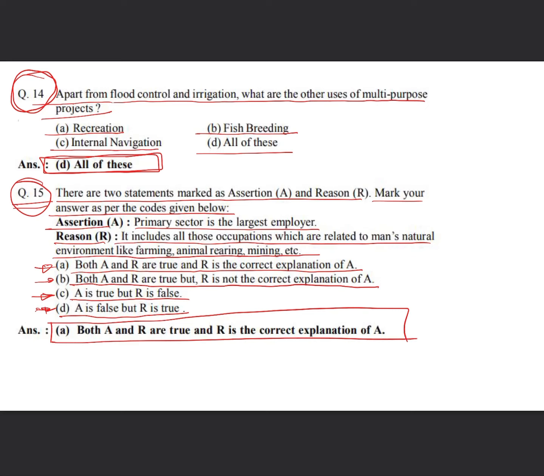Why so? Because primary sector includes all the occupations, that is why it is the largest sector. That is why it is the largest employer.